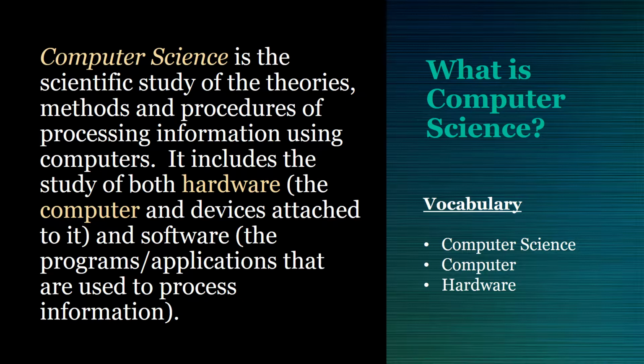What is computer science? Computer science is the scientific study of the theories, methods, and procedures of processing information using computers. It includes the study of both hardware, the computer and devices that are attached to it, and software, the programs and applications that are used to process information.